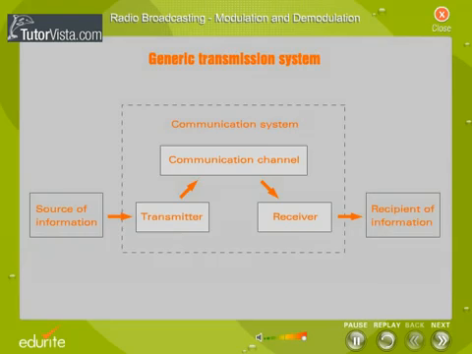Any communication system which propagates and intercepts electromagnetic waves has a transmitter, a communication channel, and a receiver. Click on the highlighted components.